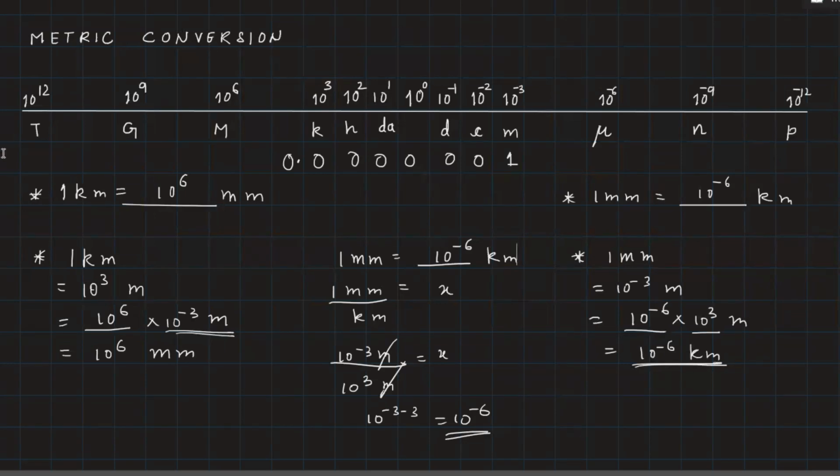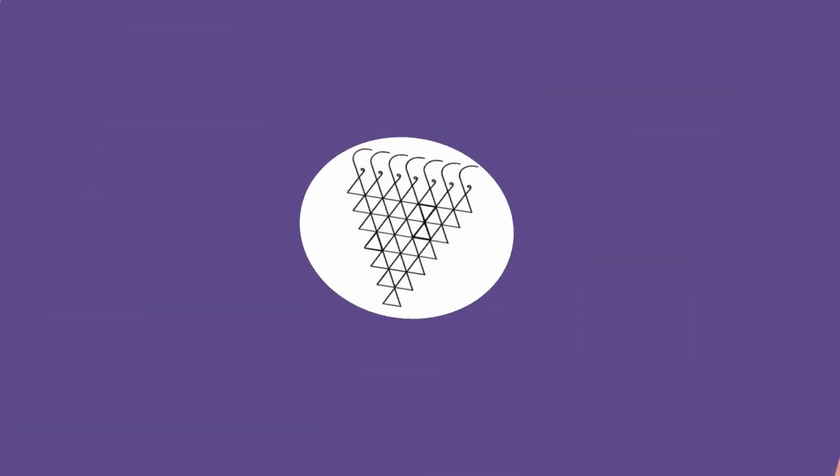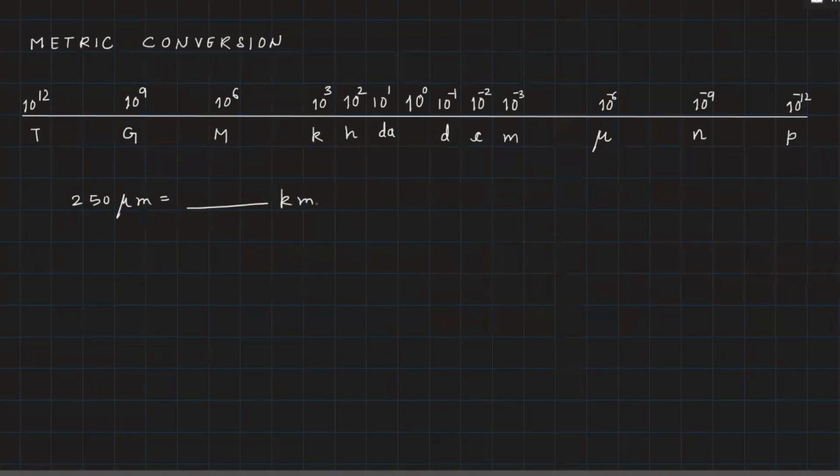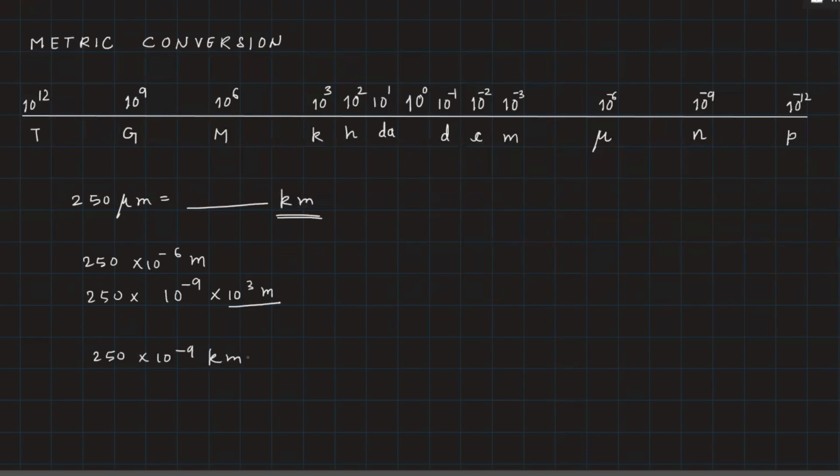Okay, let's go to another question. We have 250 micrometers, how many kilometers? Again, here this is 250 into 10 to the power minus 6 meters, but I need it as a kilometer. So I'm going to write it as 10 to the power 3. But to keep it as 10 to the power minus 6, I will have to write it as 10 to the power minus 9. So this becomes 250 into 10 to the power minus 9 kilometers.